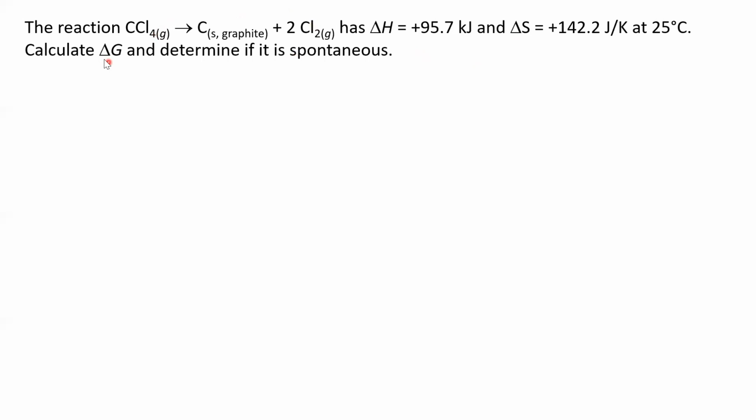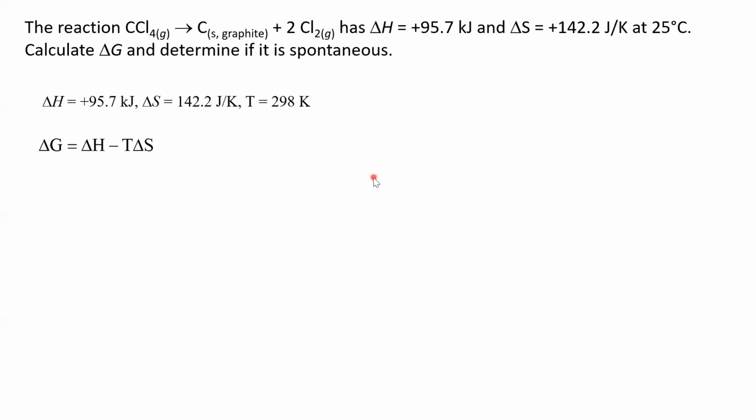We want to calculate delta G, and then once we do that, we want to determine whether the process is spontaneous or not. We write down our givens. We know delta H, it's endothermic. We know delta S, it's increasing the entropy. We know the temperature in Kelvin is 298. And then we're going to use our Gibbs free energy equation to calculate delta G.